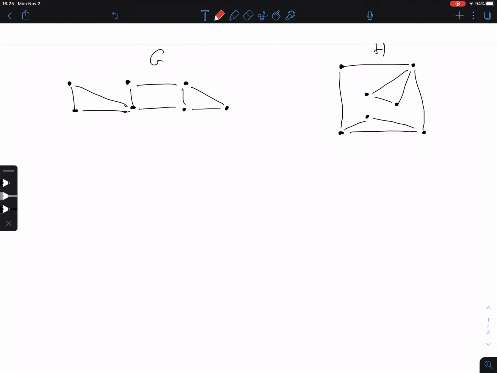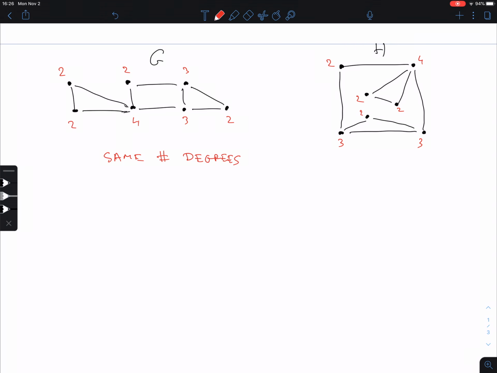And so again, let's list the degrees: 2, this is degree 4, 2, 3, 3, 2, 1, 2, 3, 4, 2, 2, 3, and 3. And of course, I chose it so that, again, it has the same number of each degree.